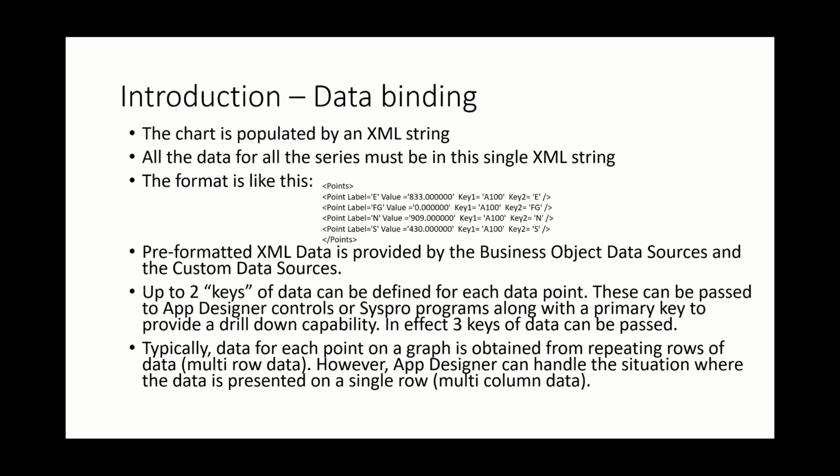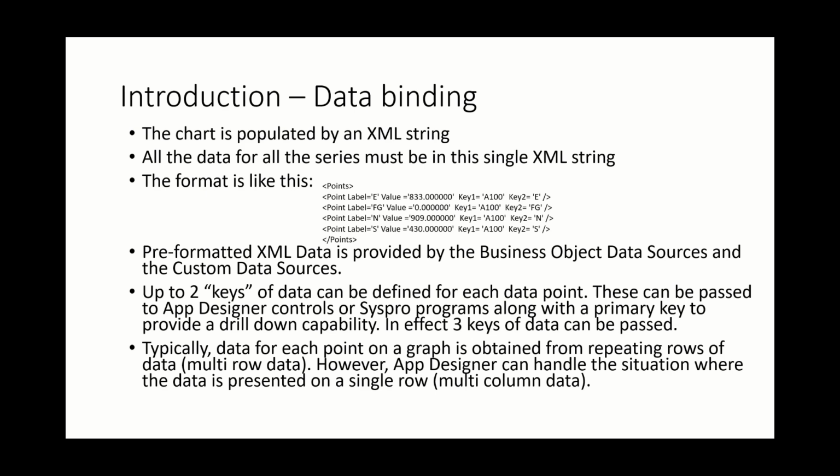Typically, though, data for each point on a graph is obtained from repeating rows of data. We call them multi-row data. So as an example, customer invoices, you've got an invoice per row, and therefore a query or a business object can say, for this customer, I've got multiple rows of invoices, and therefore it's relatively easy to chart the points on maybe the invoice value, for instance.